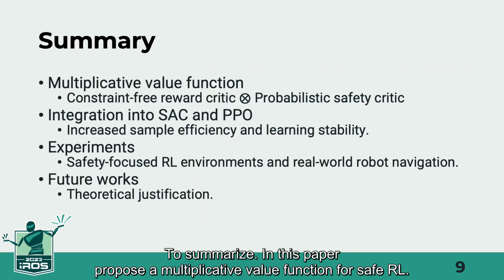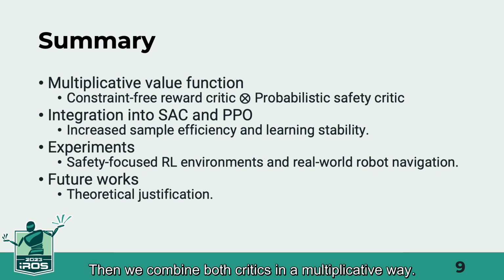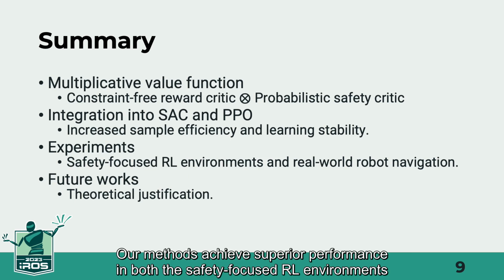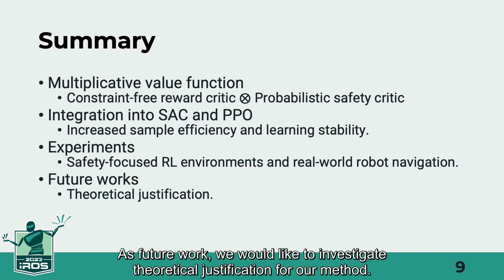To summarize, in this paper, we propose a multiplicative value function for safe RL. We decompose the regular value function into a constraint-free reward critic and a probabilistic safety critic. Then we combine both critics in a multiplicative way. We integrate our idea into SAC and PPO and show increased sample efficiency and learning stability. Our methods achieve superior performance in both the safety-focused RL environments and the real-world robot navigation task. As future work, we would like to investigate theoretical justification of our method.